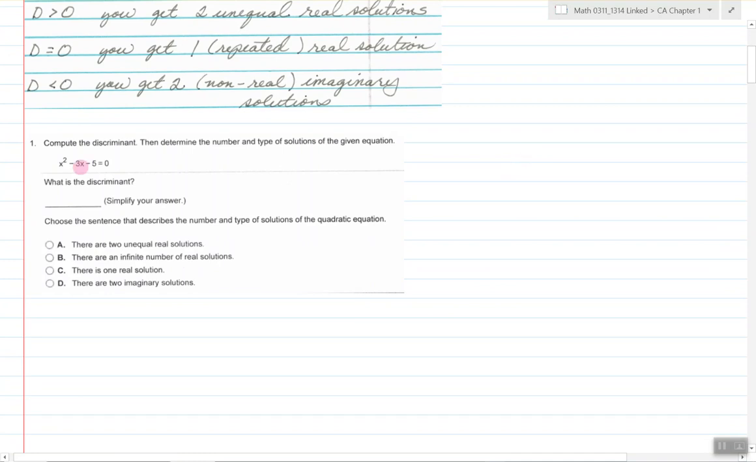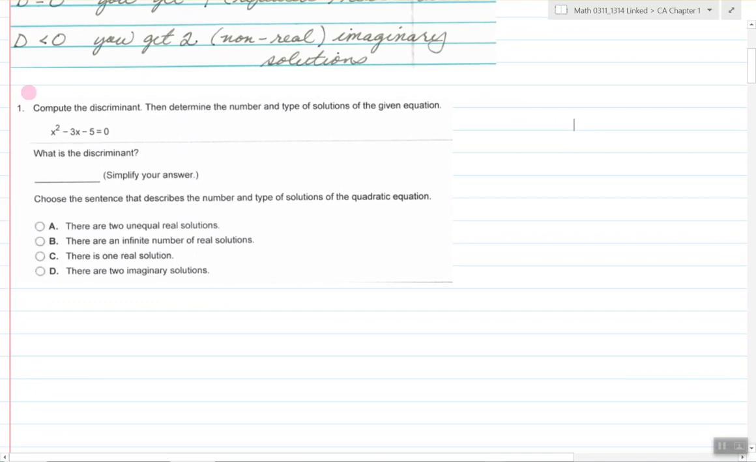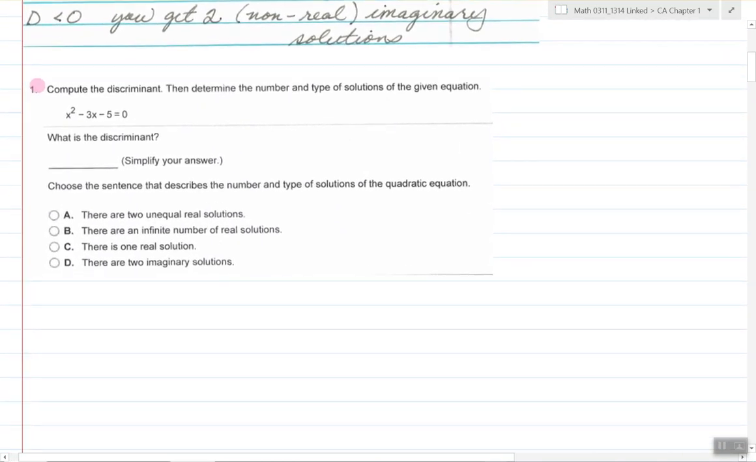Problem number 1. Make this a little bit bigger. It says, compute the discriminant, then determine the number and type of solutions of the given equation. The instructions do not say solve it. So we will not solve the equation, we will just predict the kinds of solutions it will have. The discriminant is b squared minus 4ac. In this quadratic, set equal to 0 like it needs to be, in other words its general form, a is 1, b is -3, and c is -5.